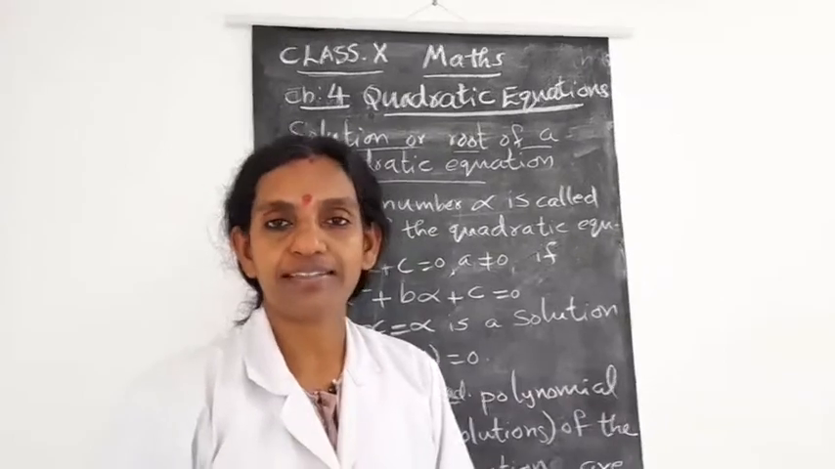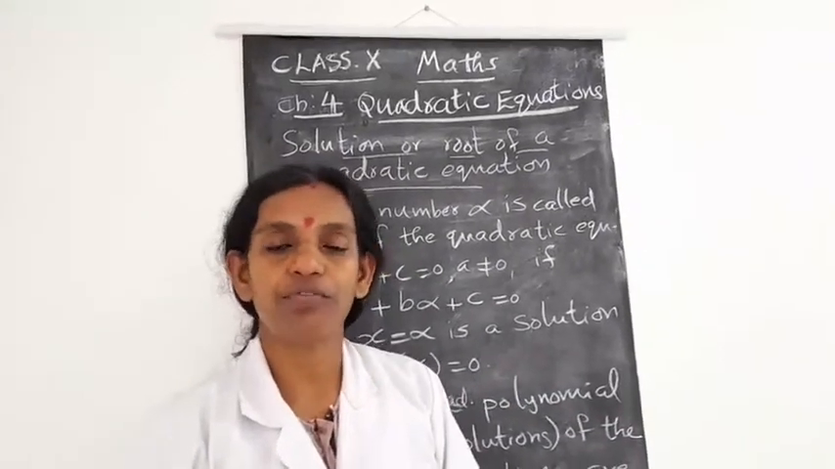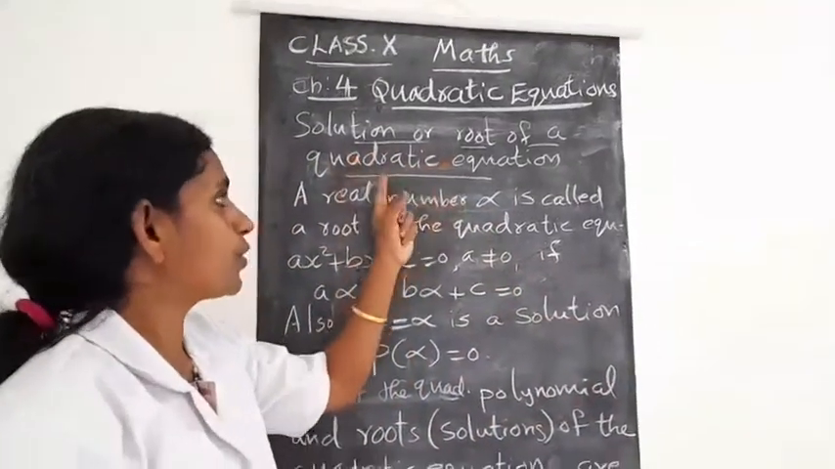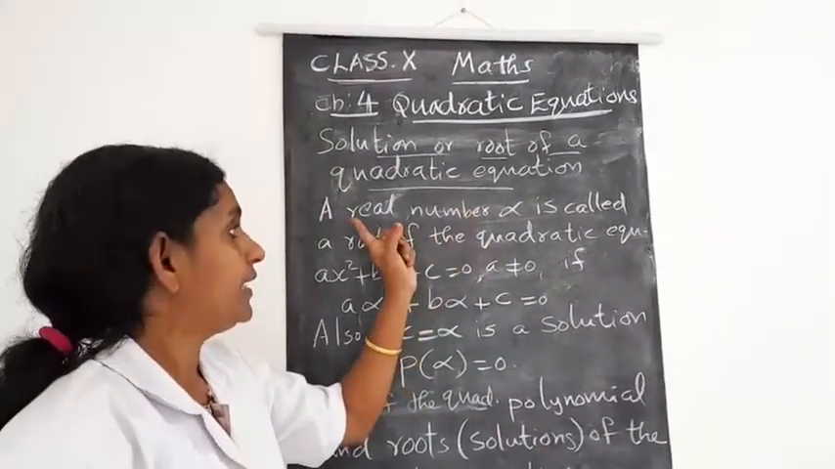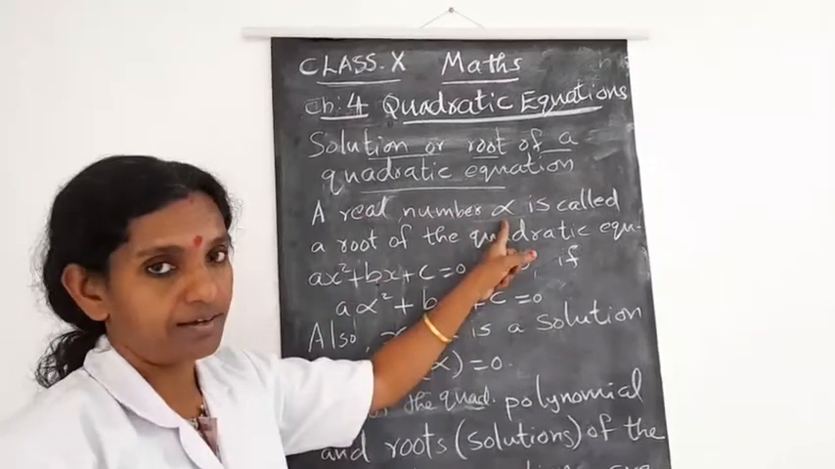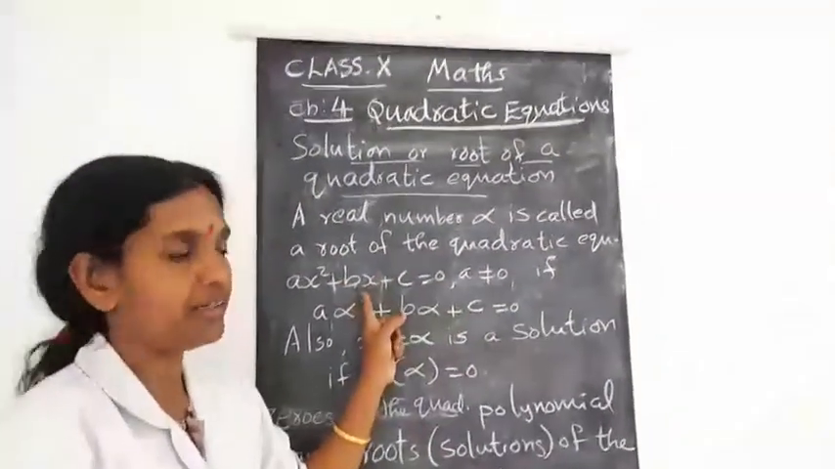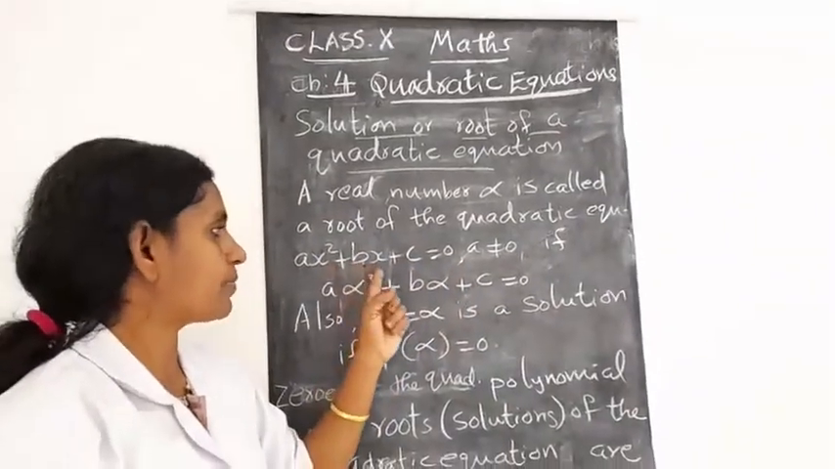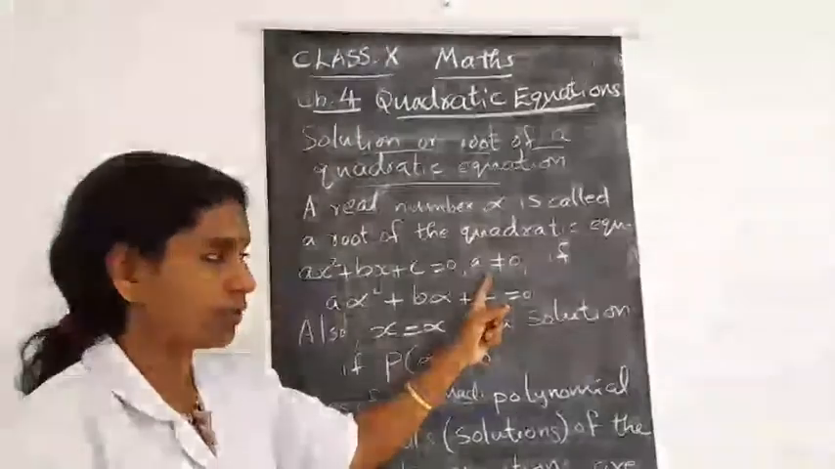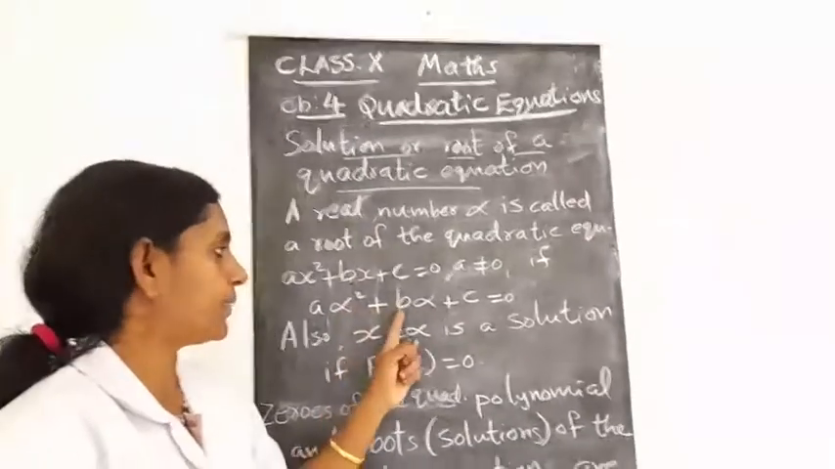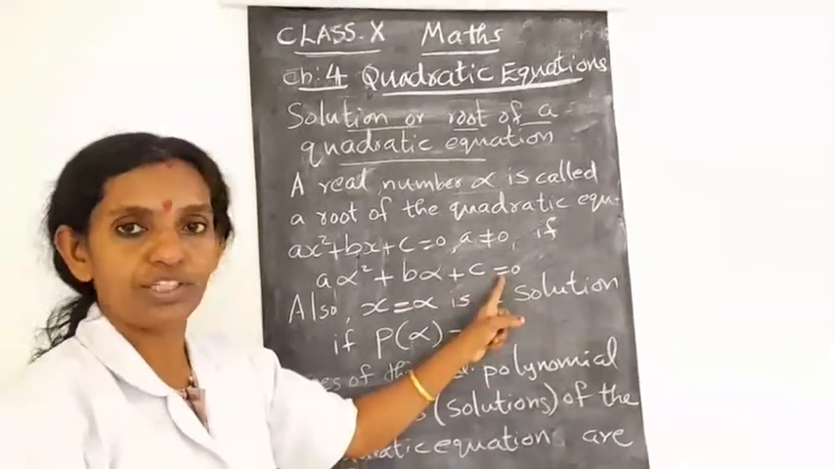Next we have to discuss the solution or root of a quadratic equation. So what is that? A real number alpha is called a root of the quadratic equation, the general form we are writing as ax square plus bx plus c equal to 0, where a not equal to 0, if a alpha square plus b alpha plus c equal to 0.